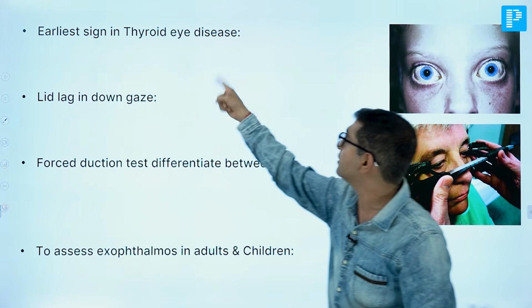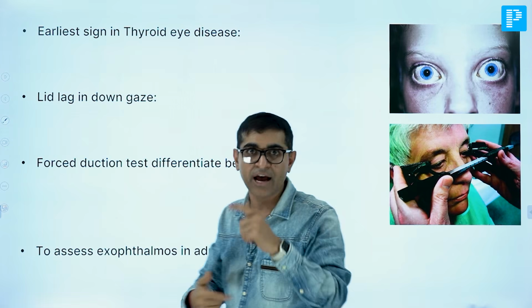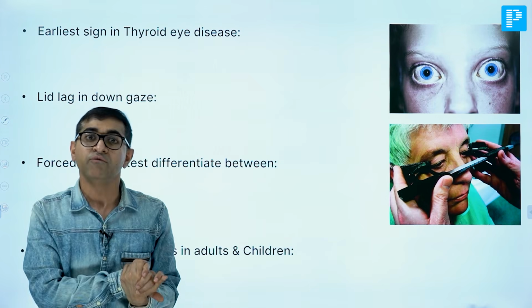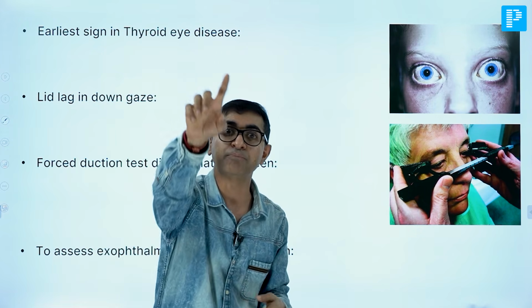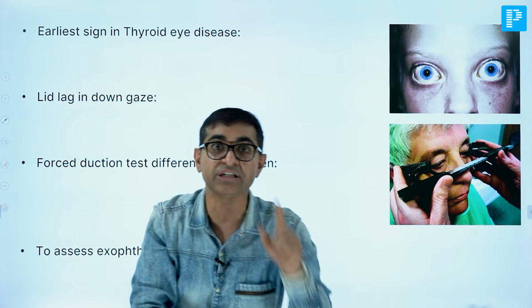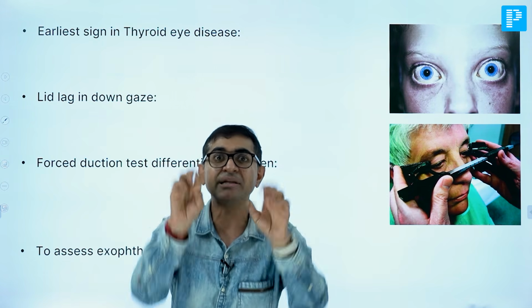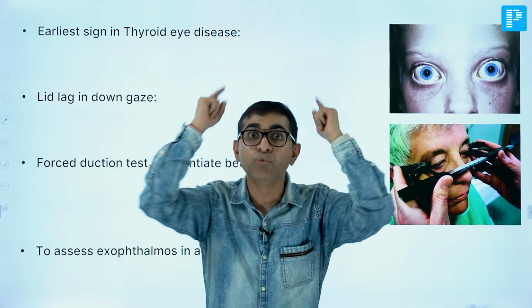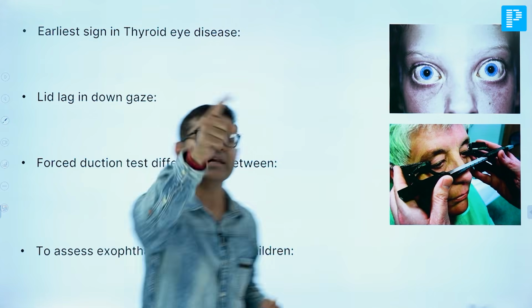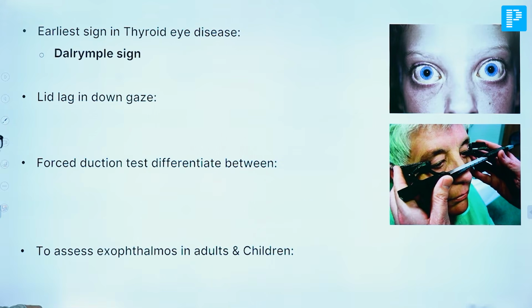So can you tell me the earliest sign in thyroid eye disease? I know most of you would answer, sir, it is proptosis. No, boys and girls, it is not proptosis. It is Dalrymple sign. Dalrymple sign is due to stimulation by sympathetic fibers of the Muller's muscle. There is upper eyelid retraction. That is your Dalrymple sign.